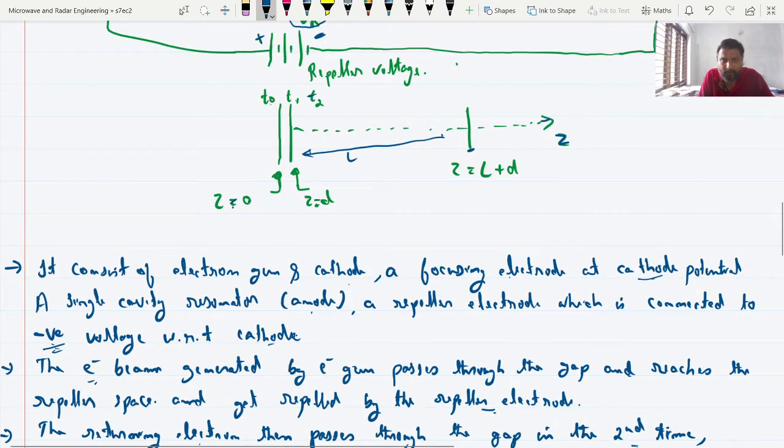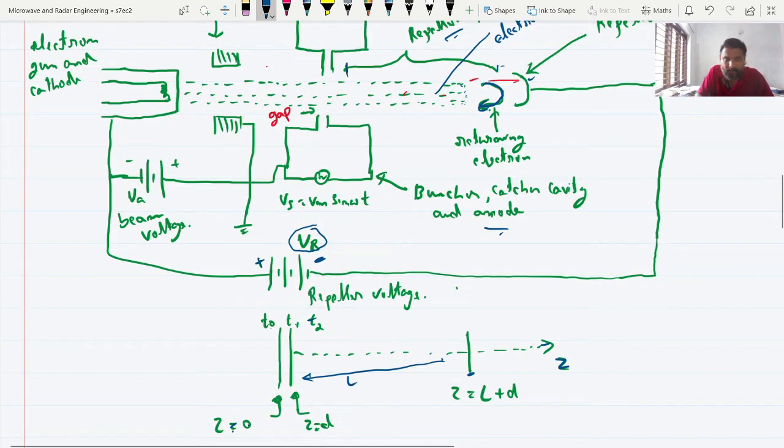In this figure, I call the electrons A, B and C, or early electron, reference electron and late electron. The early electron and reference electron will be moving with the initial velocity V0 till they enter the repeller space. This is nothing but the repeller space.